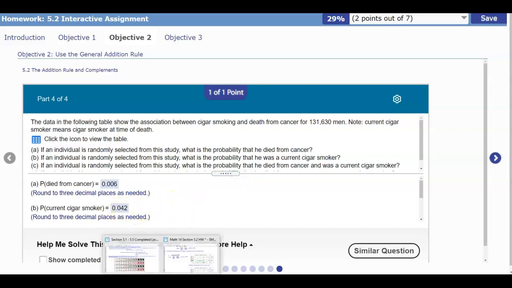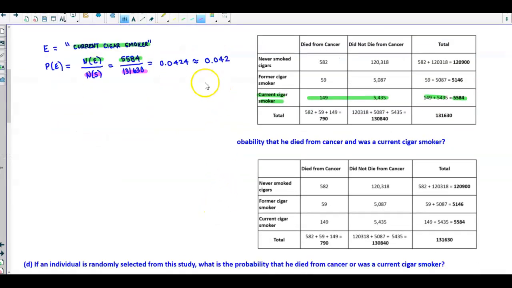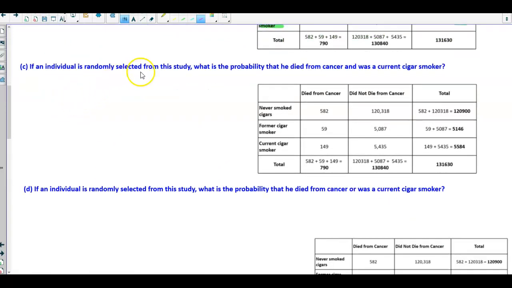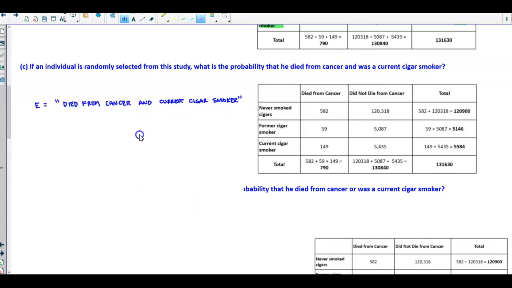0.042. Okay, next. What we want to do is, if an individual is randomly selected from the study, what is the probability that he died from cancer and was a current cigar smoker? Okay, now the word "and" means intersection. Where do they intersect?